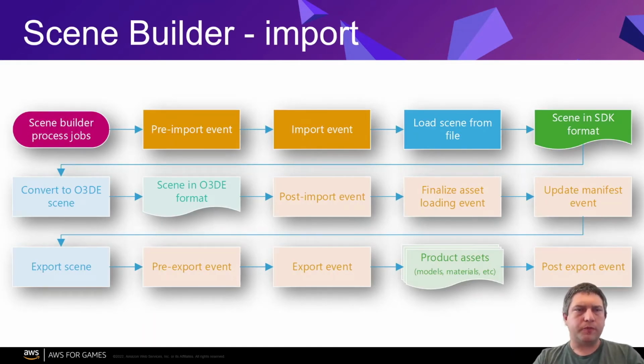The entry point here is the process jobs. This is when the job has been created. The scene builder is going to do the work of creating the product assets. And just like the asset processor, the scene builder itself is modular because other gems, other systems are going to want to get involved. The rendering team, for example, didn't want to have to go into the scene builder code to change how the models and materials are generated from the source scene file.